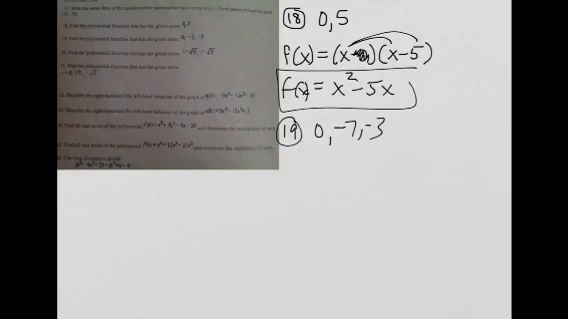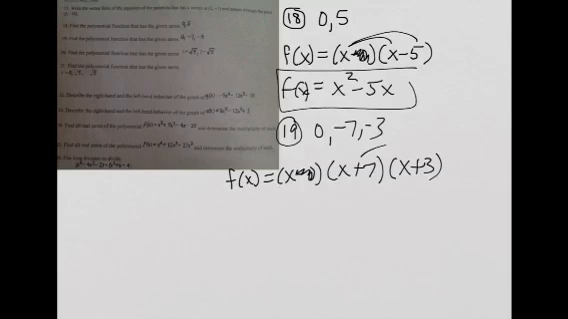So it's very similar. It's going to be f of x is (x minus 0)(x plus 7)(x plus 3). So the x minus 0 is just x. So if you want, you can multiply these together first. And so that gives you x on the outside. That's this x right here. And so it's x squared plus 3x plus 7x plus 21. That's just distributive property. This is 10x.